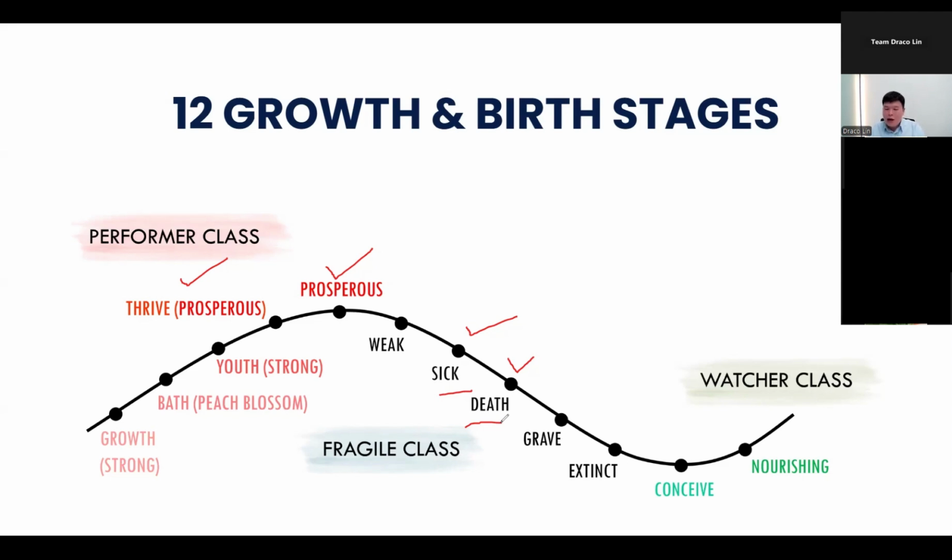So which means right now, at this current moment, you need to know: are you a performer class? Are you a fragile class? Or are you a watcher class? All right, this is one thing that I really feel is very important. That's the very first thing I do when doing an achievement forecast. When I need to remember all this, the different stamps represent what.